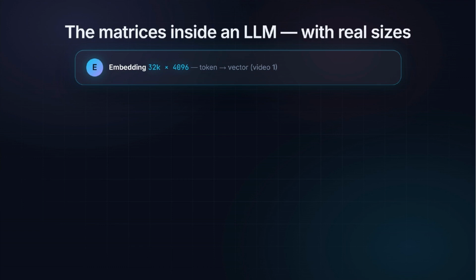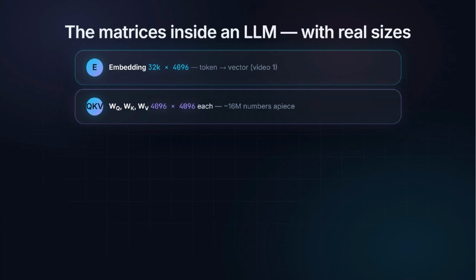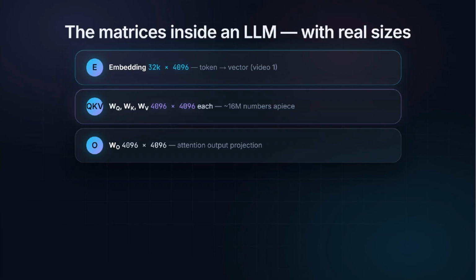It starts with the embedding matrix for a 7 billion model, roughly 32,000 by 4,096. Vocabulary size by model width. Attention needs 3 weight matrices per layer, WQ, WK, WV, each 4,096 squared. That's about 16 million numbers apiece per layer. Then the output projection, WO, same 4,096 square.